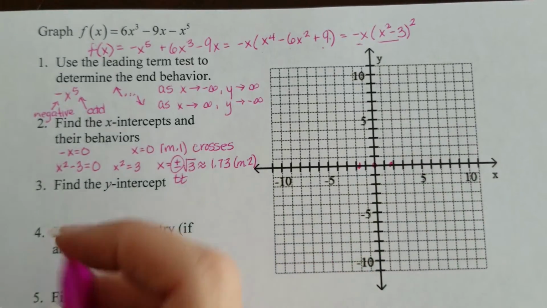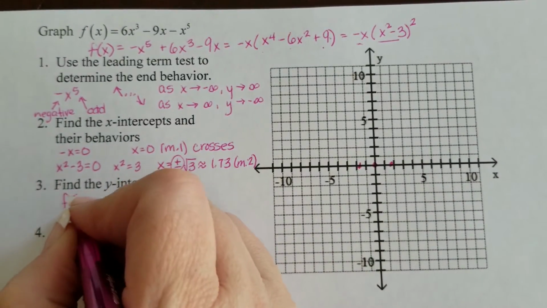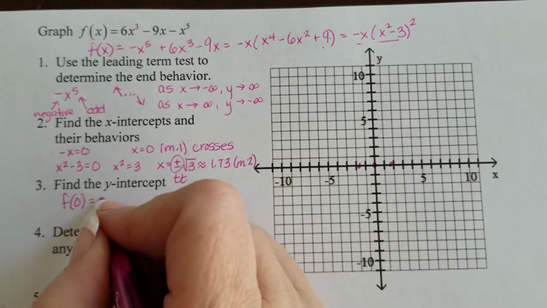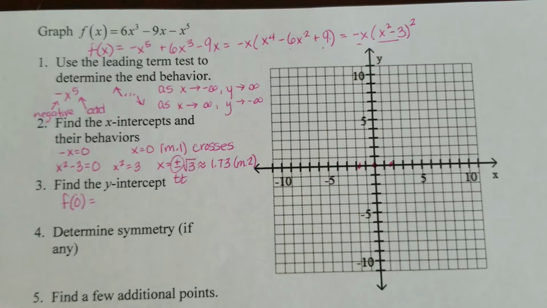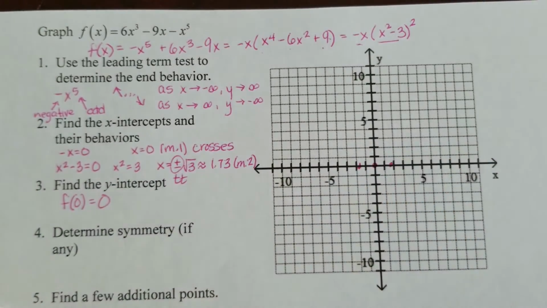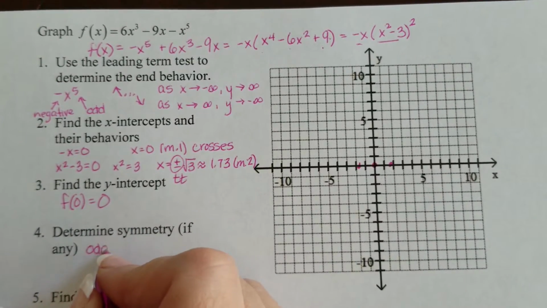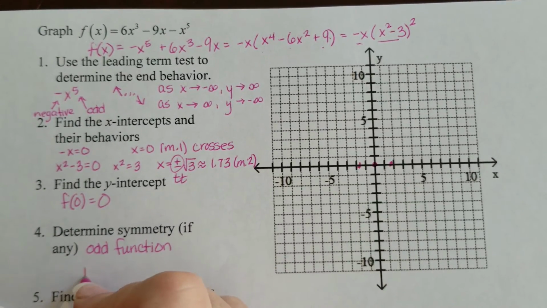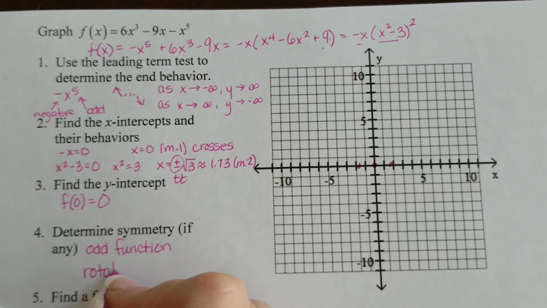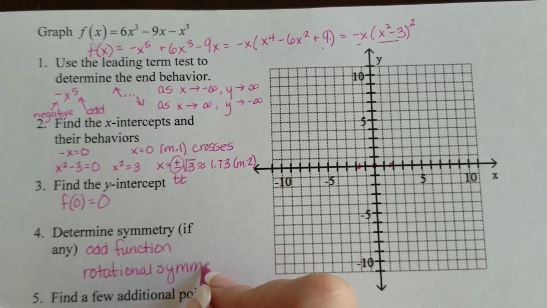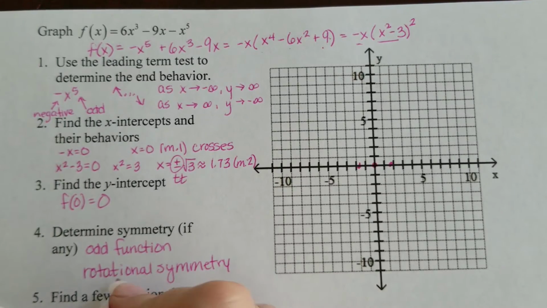The y-intercept is when we find f of 0. So f of 0, 6 times 0 minus 9 times 0 minus 0 is just 0. So it's a point we already have. There is symmetry on this. This is an odd function, so it has rotational symmetry about the origin.